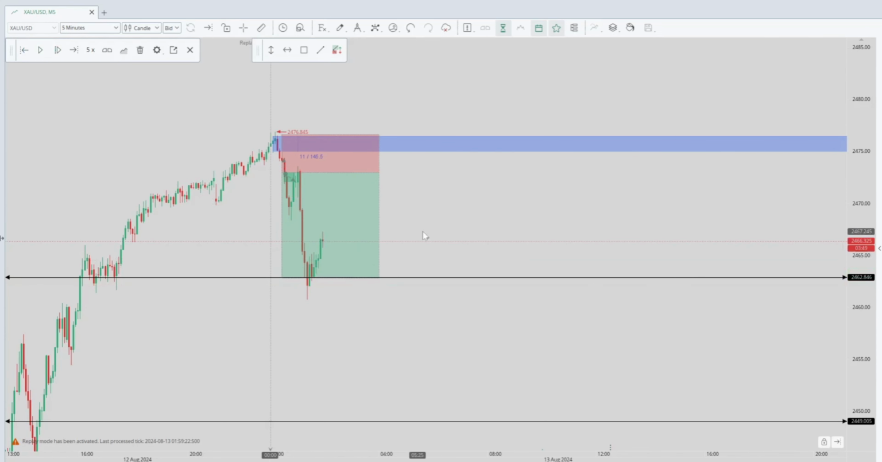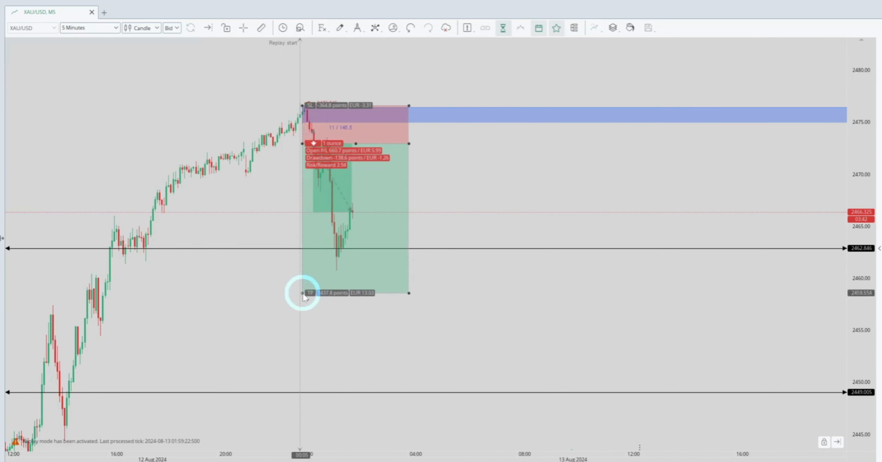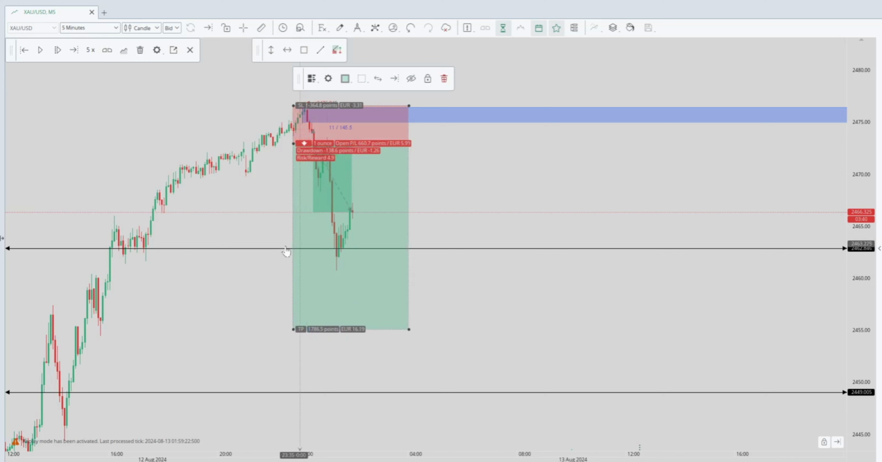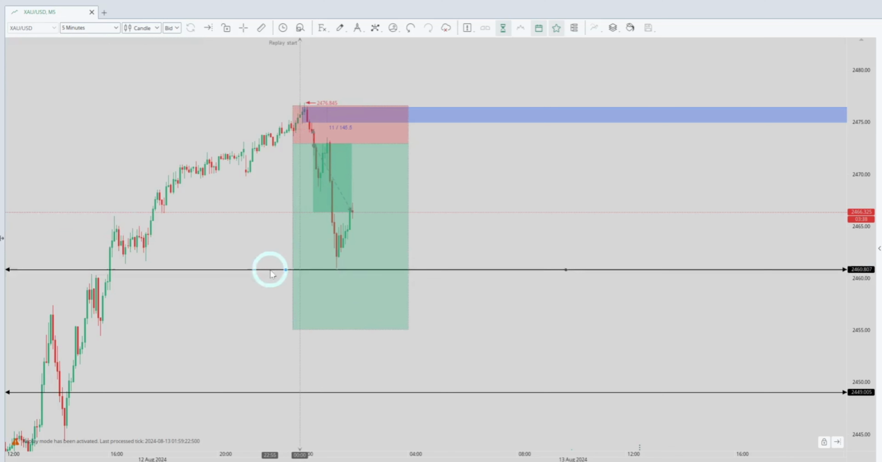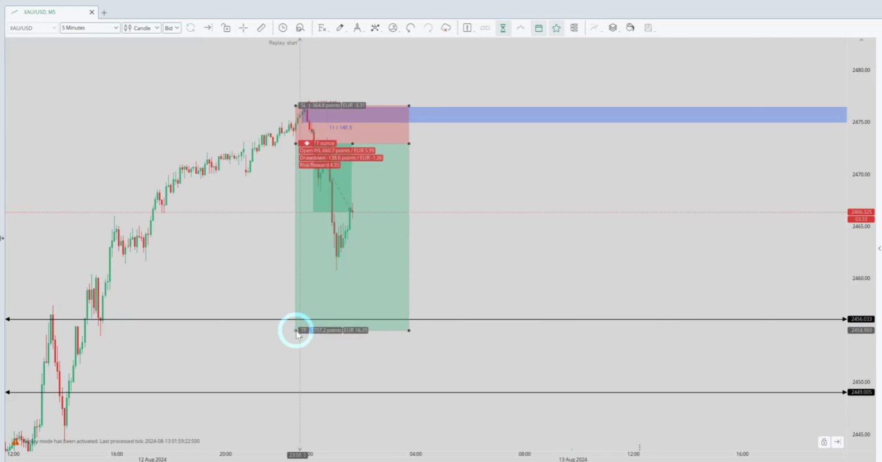So price could have hit your first TP and your second TP could have been doubled, right? You could have doubled your second TP. Bring it all the way down to this level. This could have been your second TP.